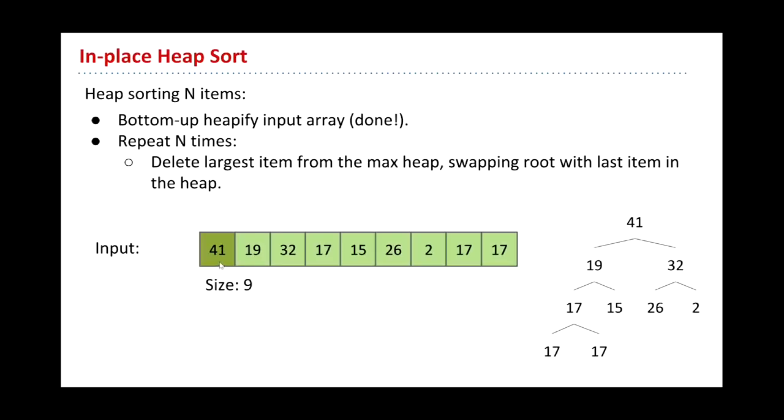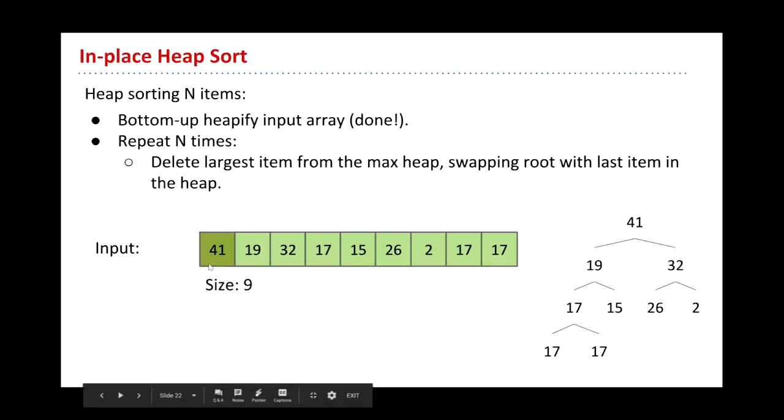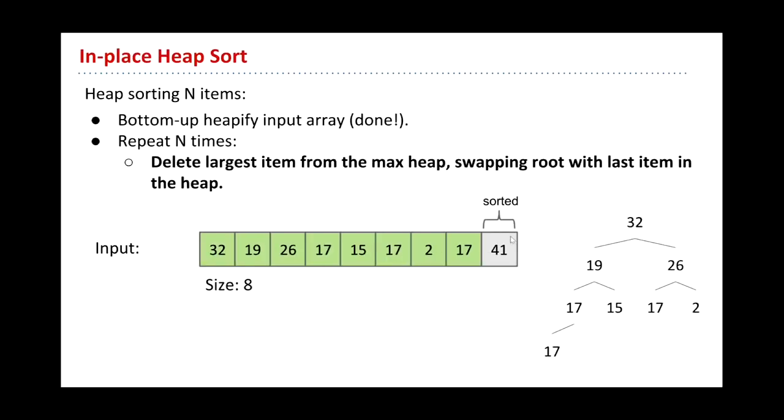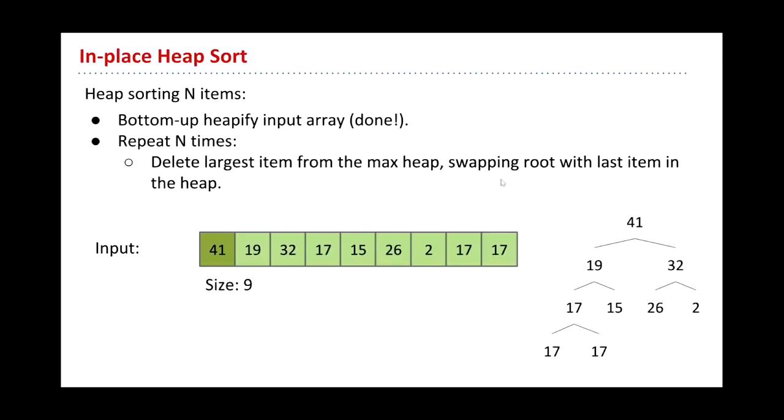So when we delete 41, we're doing something slightly different. Before we created an output array, and where do we put 41? At the end of the output array. Now I'm going to stick it at the end of the heap array in place. So I'm going to take this 41 and put it at the end, and basically the left so much of the array is going to be the heap, and the right is going to be done and used up.